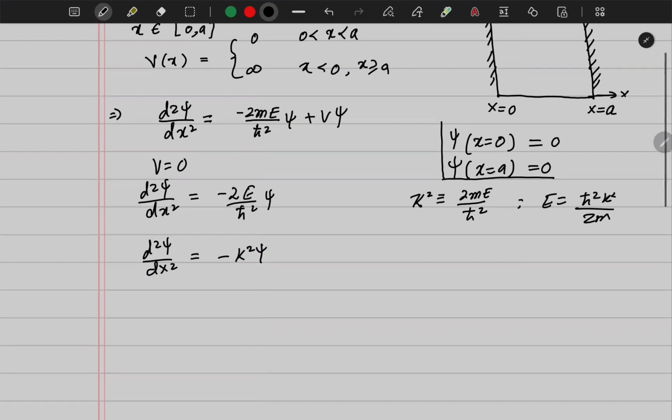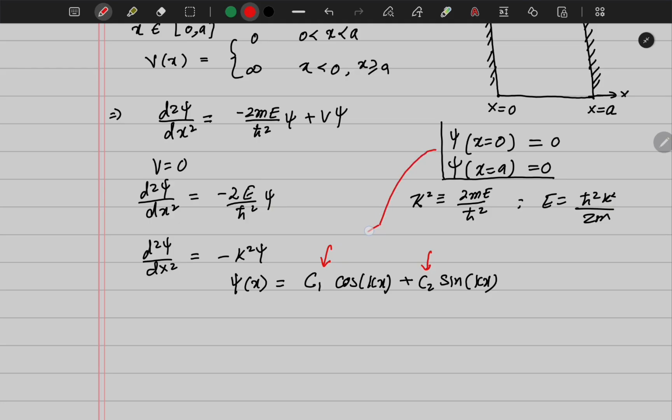So this is a second order differential equation. We can solve it by using any method that is used in an elementary differential equation course. So the solution is given by this: psi of x is equal to c1 cos of kx plus c2 sine of kx. Here the important things are these constants. We will find the value of these constants by using our boundary conditions, which are given to us here.